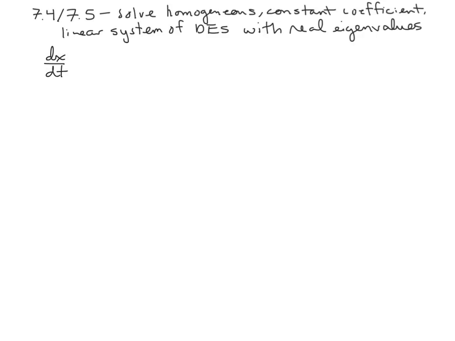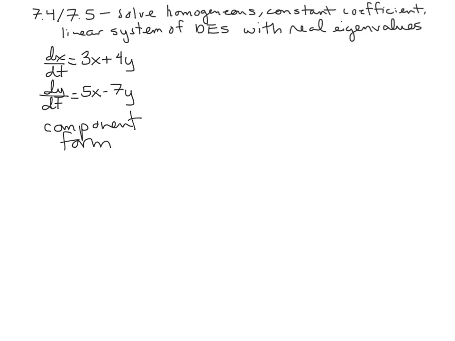So let's say we've got a dx/dt and a dy/dt. And dx/dt, let's say that I'll put some numbers in here, 3x plus 4y, and dy/dt is 5x minus 7y. Now this should look sort of familiar. We had ones that looked like this when we did the double tank example. So this right here is called the component form of the system.